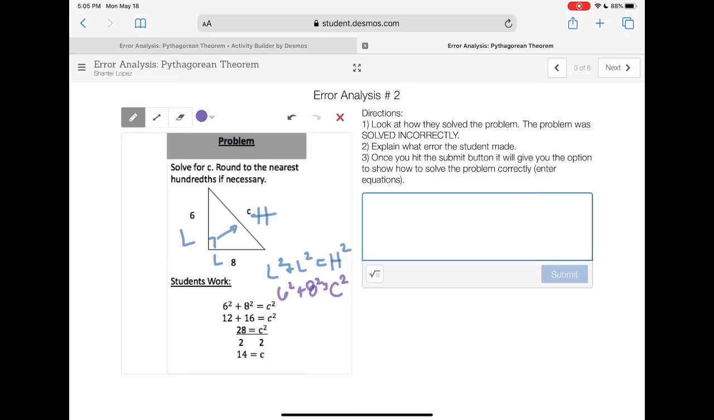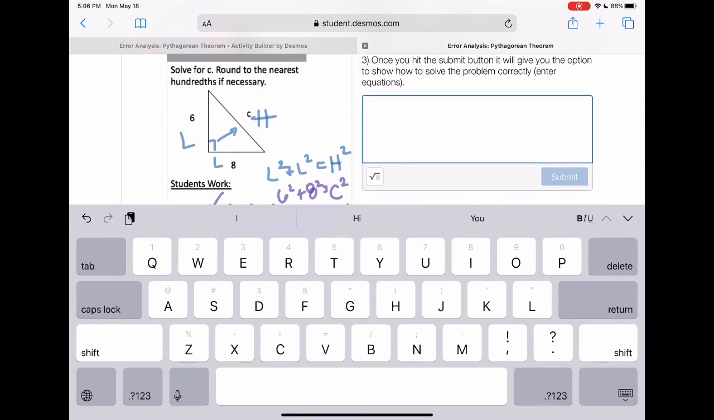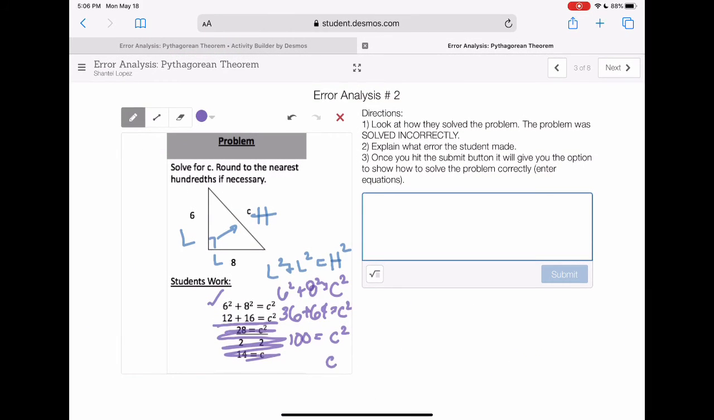And it looks like our first step is correct. Let's go ahead and do our second step. 6 times 6, that is 36. 8 times 8, that's 64, equals C squared. So I'm looking at my second step, and that's already incorrect. So that means that my other steps are also going to be incorrect. 36 plus 64 is 100, equals C squared. I'm going to take the square root of both sides, and I'm going to get that C equals 10.